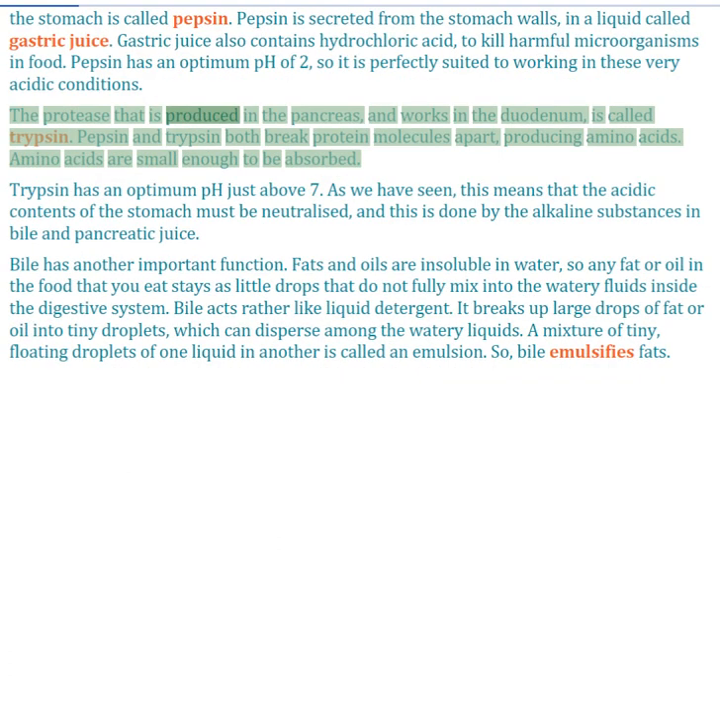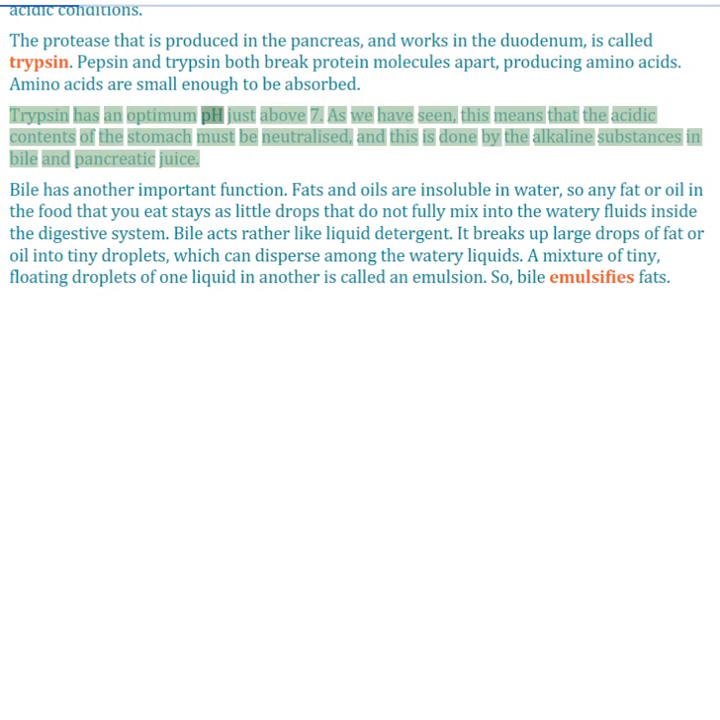The protease that is produced in the pancreas, and works in the duodenum, is called trypsin. Pepsin and trypsin both break protein molecules apart, producing amino acids. Amino acids are small enough to be absorbed. Trypsin has an optimum pH just above 7. As we have seen, this means that the acidic contents of the stomach must be neutralized, and this is done by the alkaline substances in bile and pancreatic juice.